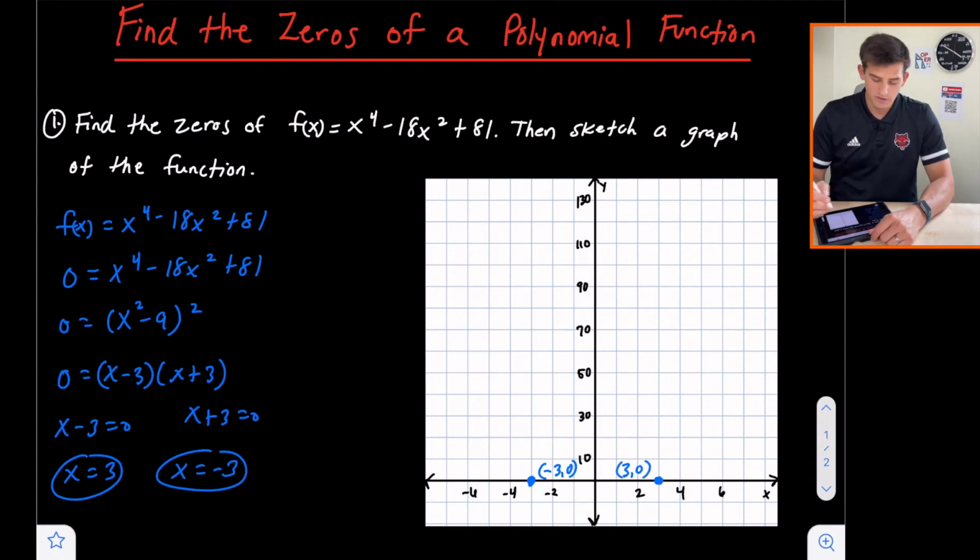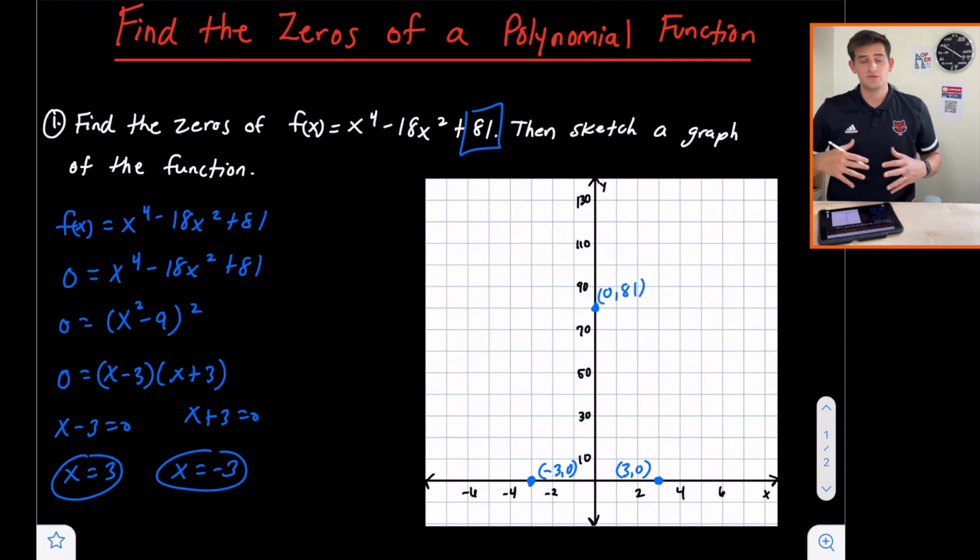Now another thing that we can plot is the y-intercept of our function. So we can put that at 81. We'll put that right here, and we'll say this would be 0 comma 81. And now we can use what we know about the end behavior of polynomial functions to sketch the graph from these 3 points.